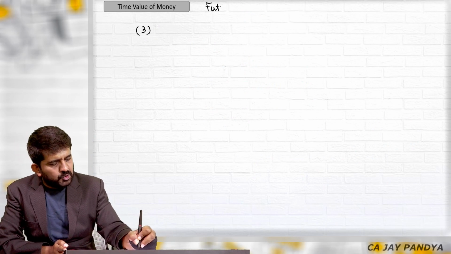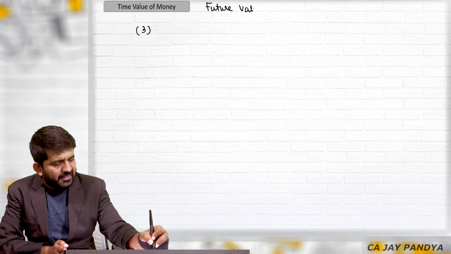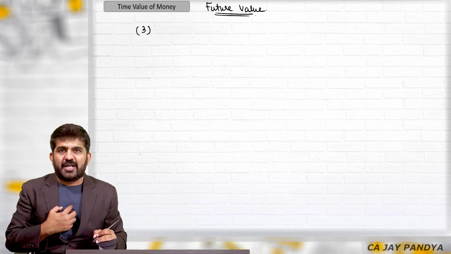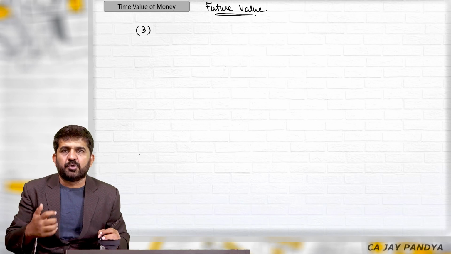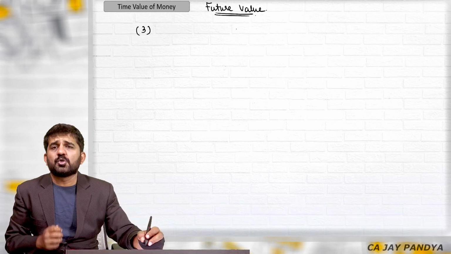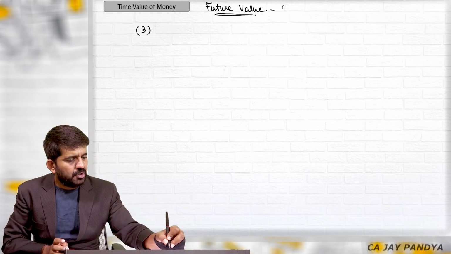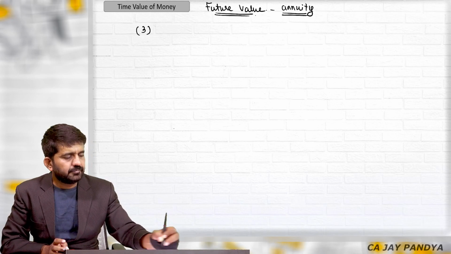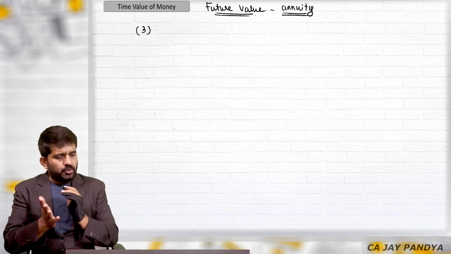Let's go to category number 3 questions. They are also questions of future value. Why future value? You are not finding out today's value. You are finding out the amount after 2 years, after 3 years, after 4 years. So they are the concept of future value, but it is annuity. Try to concentrate.